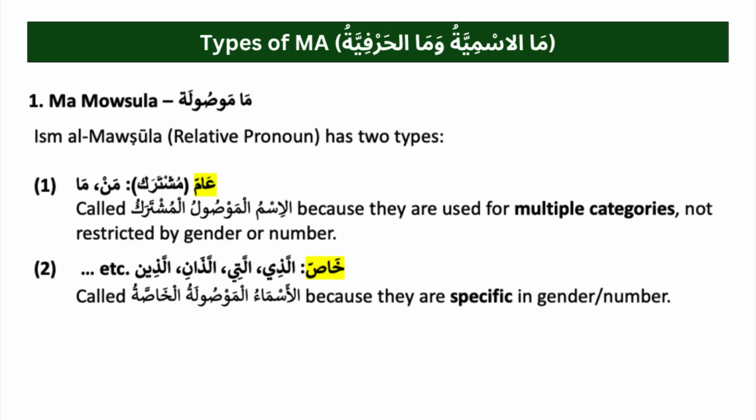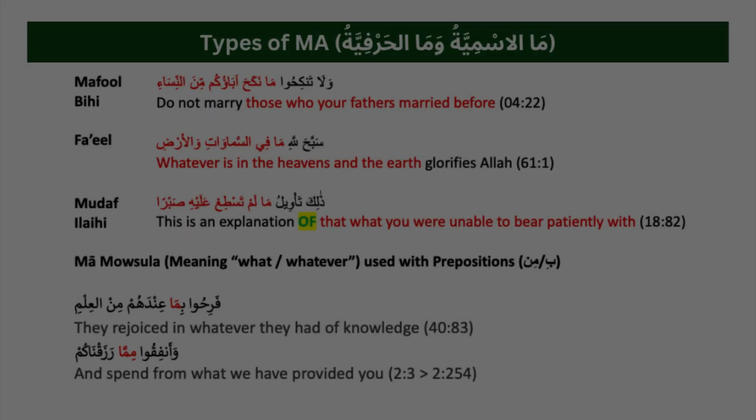The second type is called khas, the specific relative pronouns, such as alladi, allati, alladani, alladina, and so on. These are called ismul mausula al-khasa because they are specific in gender and number. So right here, the slide is making a very useful distinction. Some relative pronouns are general, like ma, and some are specific, like alladi and its family.